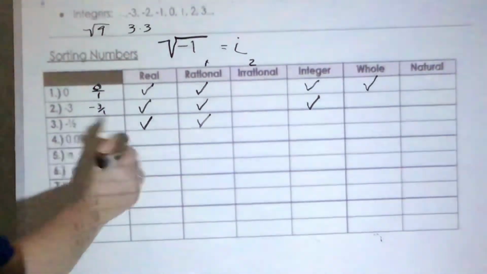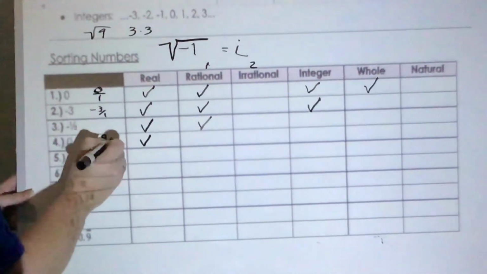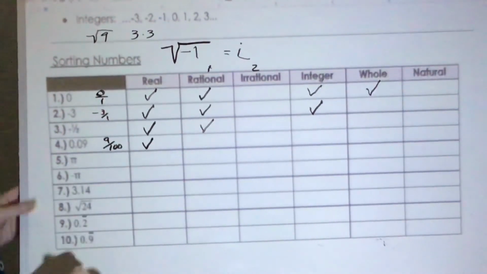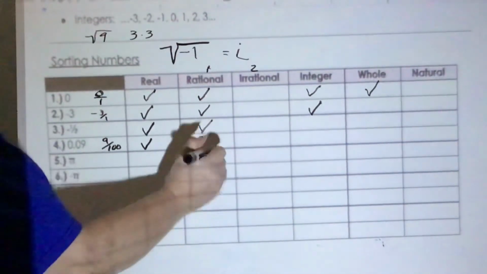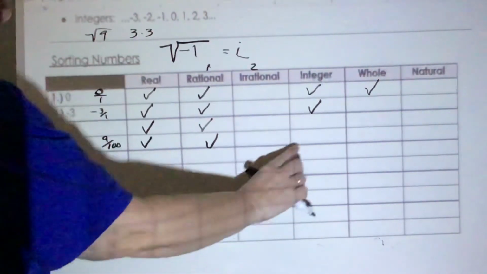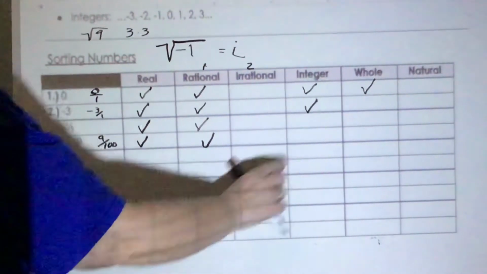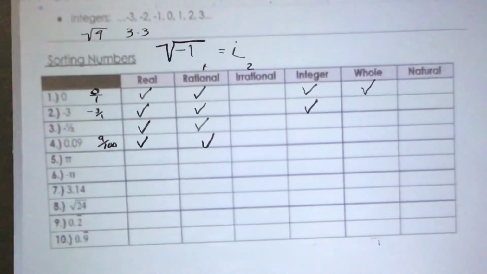0.09 is a real number because I could write that as a fraction. I could write 9 over 100. Of these two, I'm going to choose rational because I can write it as the fraction. It is not an integer because it's a decimal number. It's not a whole number and it's not a natural number.